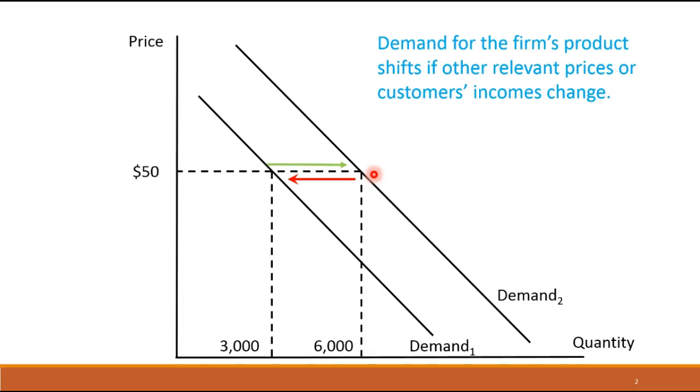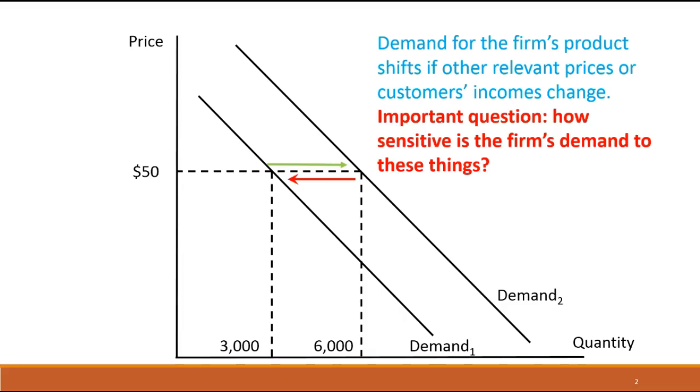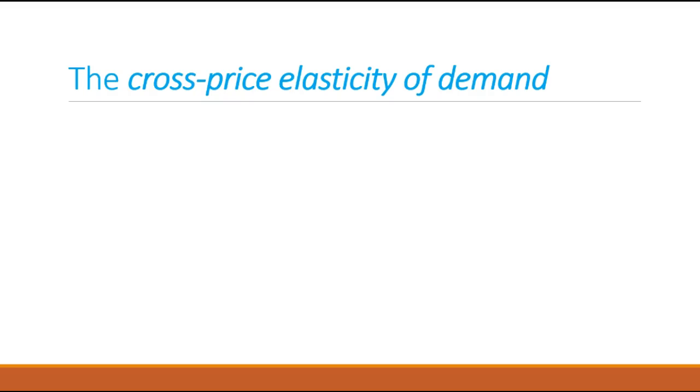Well, what else could happen? We'll look at an example later in which, say, the price of some complementary good changes. So, in other words, a good that's used with the product that we're selling. Let's just consider how we'd want to measure this price responsiveness. We're going to measure that by thinking about this cross-price elasticity of demand.